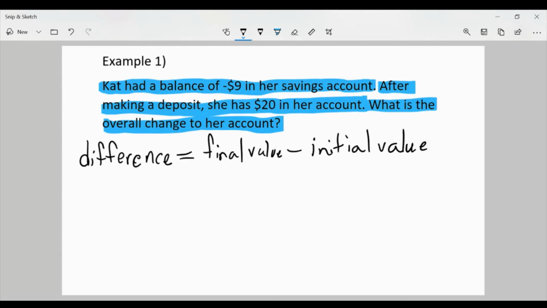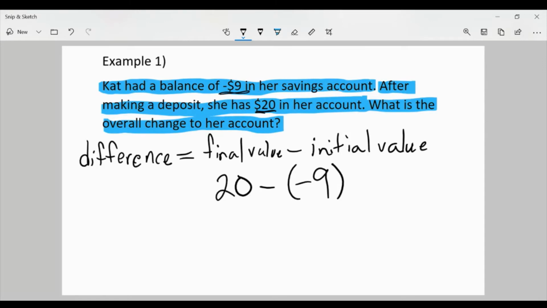All right. So in this equation, we want to see what is our final value and what is our initial value. The final value would be $20 because that's what she ended up with in her account, right? Positive 20. And we're going to subtract the initial value, which was what she started with, negative $9. So she started with a negative 9 and she finished with a positive 20. So here we have our equation.